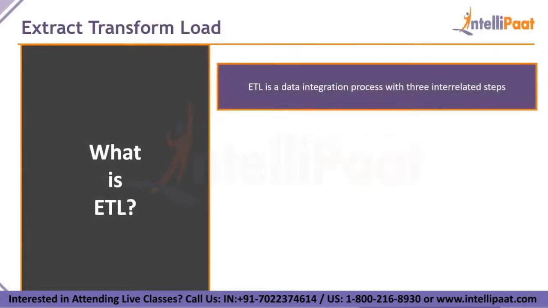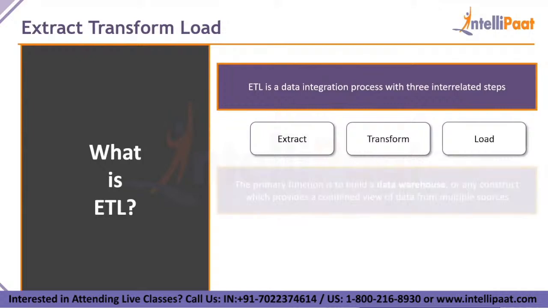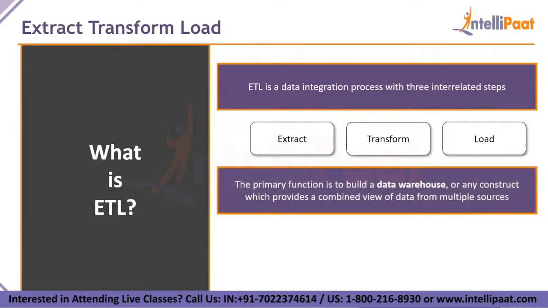ETL is a data integration process where three interrelated steps exist. The first step is extract, the second step is transform, and the third step is load. These have to be followed in a sequence. These are the three parts of the ETL process. But what do they achieve? They achieve data warehousing. The primary function is to build a data warehouse or any data construct which provides a combined view of data from multiple sources.